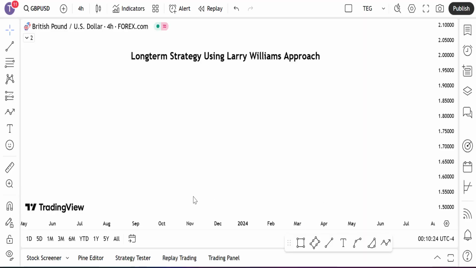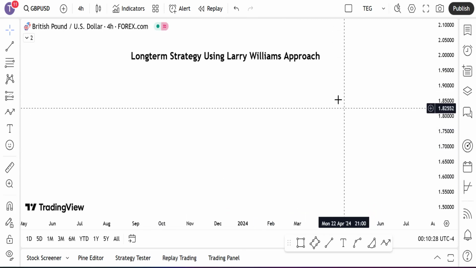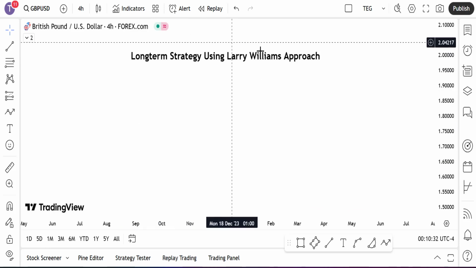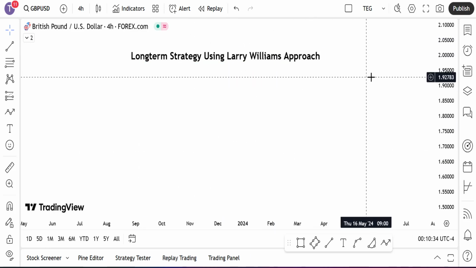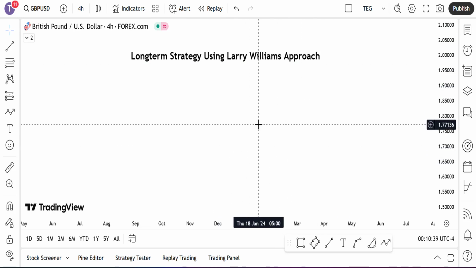This long-term strategy, which is the Larry Williams approach, can be used on all markets. You can use it in crypto, forex, indices, commodities, and so many other markets. So that is just it.